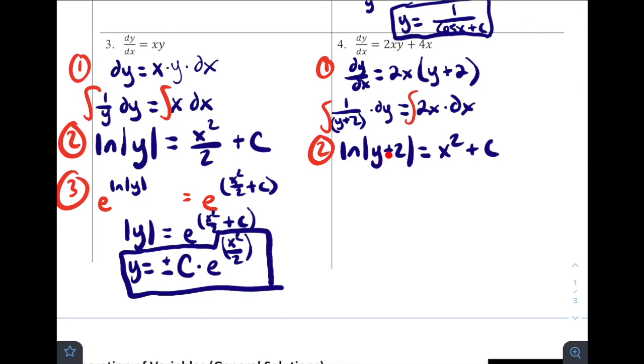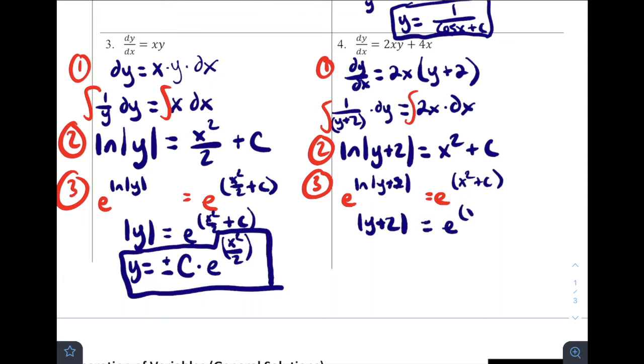In step 3, now that I've taken the antiderivative, we want to get y by itself, out of the natural log. What I'm going to do is raise e to both sides of this equation. So e raised to the natural log of y plus 2 is equal to e raised to the x squared plus c. Again, e and natural logs are inverses, so they cancel each other out, giving me the absolute value of y plus 2 is equal to e to the x squared plus c as an exponent.